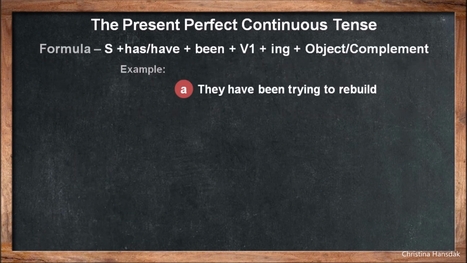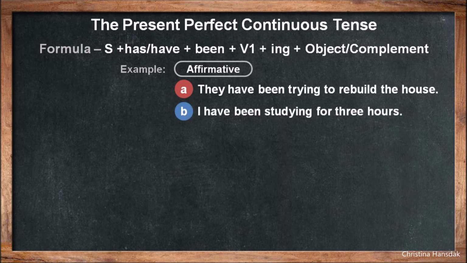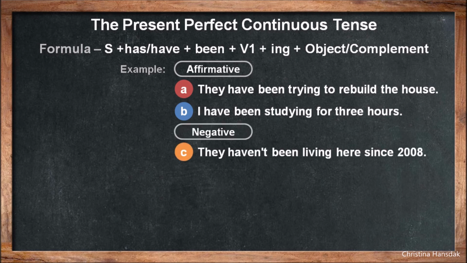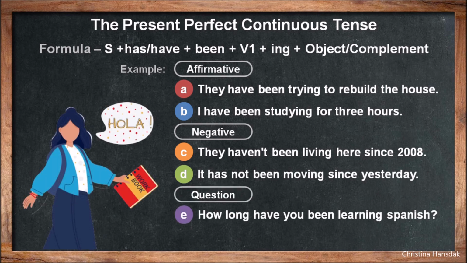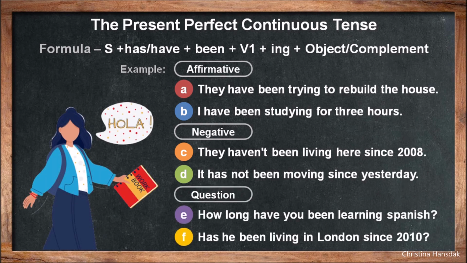Example, sentence number A. They have been trying to rebuild the house. Sentence number B. I have been studying for 3 hours. Sentence number C. They haven't been living here since 2008. Sentence number D. It has not been moving since yesterday. Sentence number E. How long have you been learning Spanish? Sentence number F. Has he been living in London since 2010?